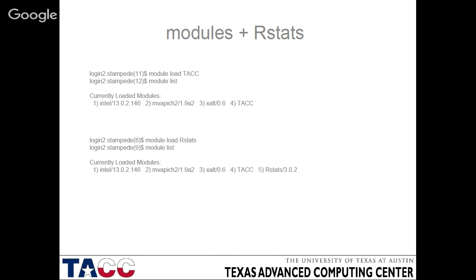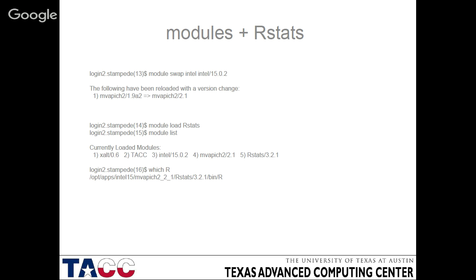So if you want to load R 3.2.1, you have to load the Intel 15 module using module load intel 15. Then you can load the latest version, not the latest, but pretty latest, 3.2.1, after you load the Intel 15. After you load the module, there will be R 3.2.1, together with Intel 15.20.